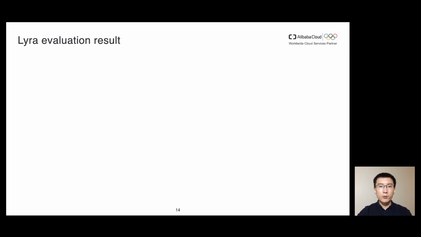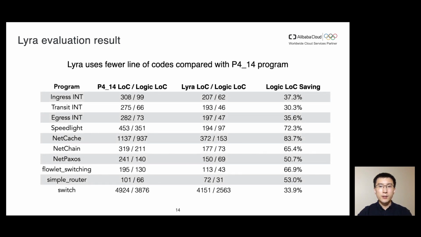To evaluate the performance of the Lyra compiler, we wrote Lyra programs for applications such as netcache, netchain, and even switch.p4. There are two takeaways. The first is Lyra programs require far fewer lines of code than P4 programs. We can see from this table, Lyra saves 30% to 80% of lines of code compared with the P4.14 implementation. This is because Lyra uses a more compact language framework and a one big pipeline model.